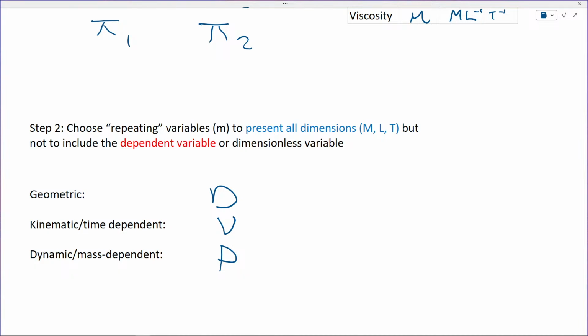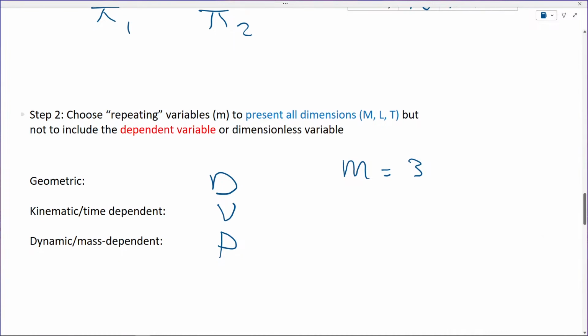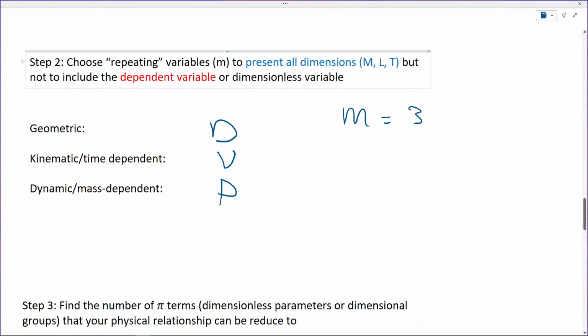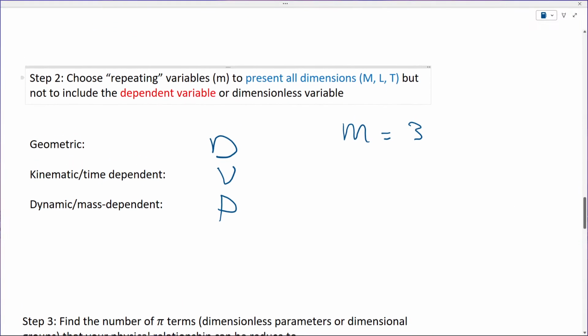That is basically my repeating variables. So m in that case is equal to 3, because I need one for M, one for L, and one for T.